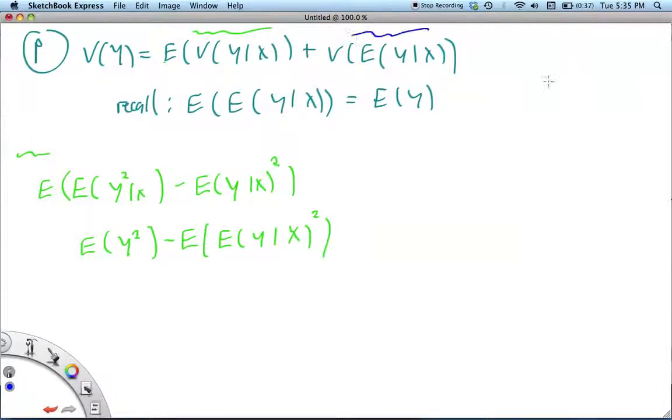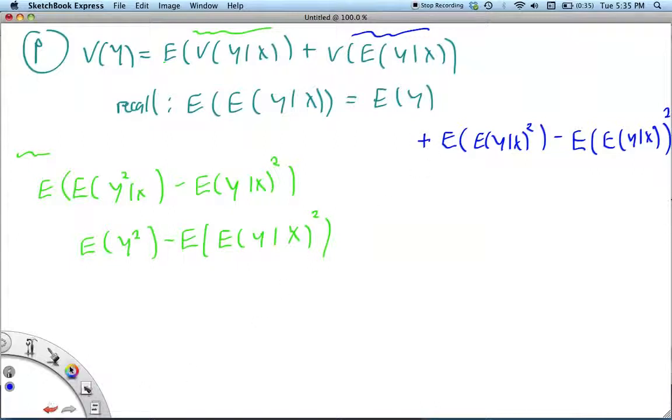Now we want to take this piece over here. Just consider the variance of something. The variance of anything is the expected value of that thing squared, minus the expected value of that thing, all of that squared.